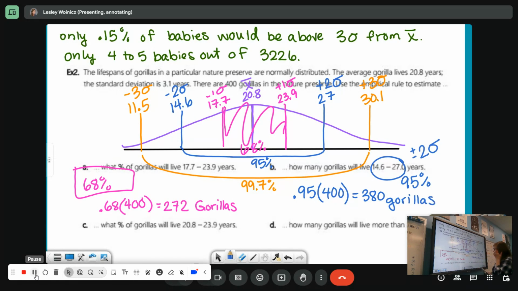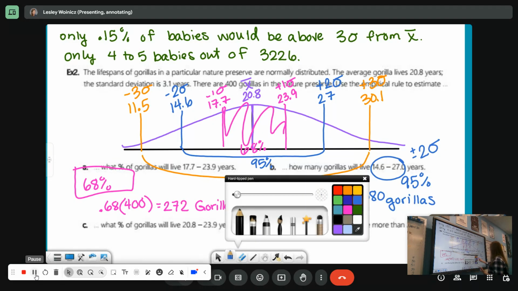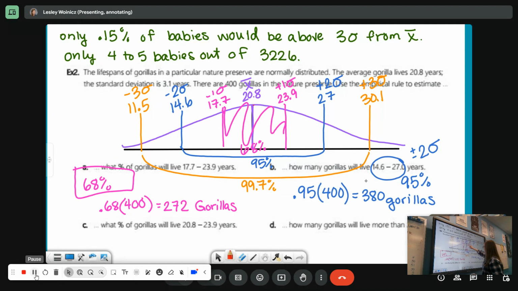Okay, what percentage of gorillas will live 20.8 to 23.9 years? Well, guys, that's only this bit. So that's not our entire 68%. That's only half of 68% of our gorillas. So we're taking our 68% and we're chopping it in half. So we want 34% of our gorillas.